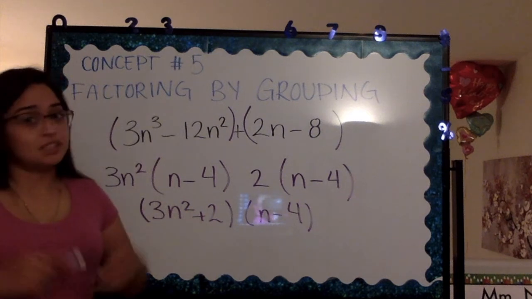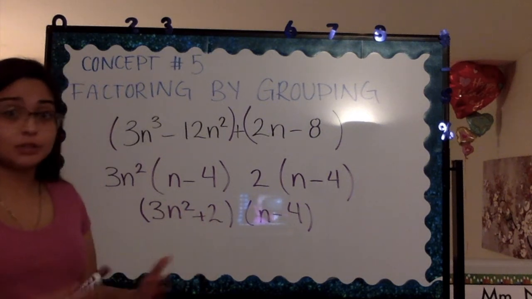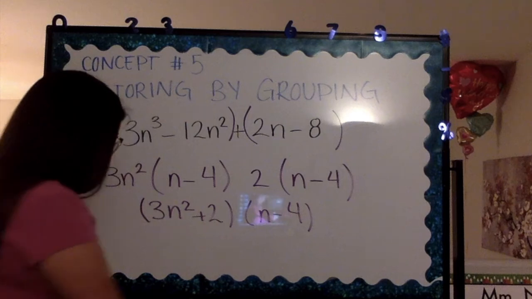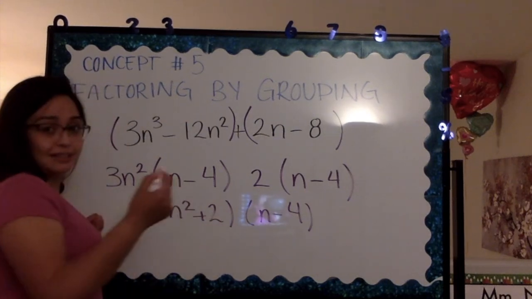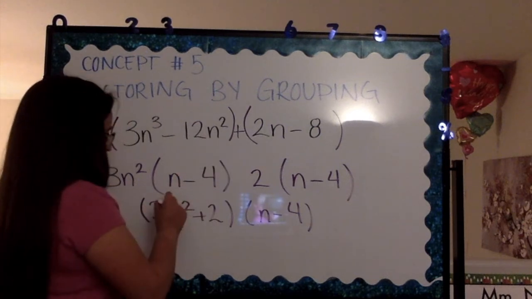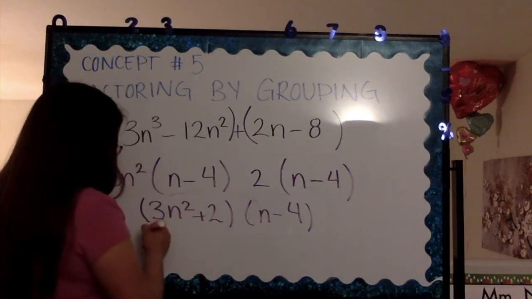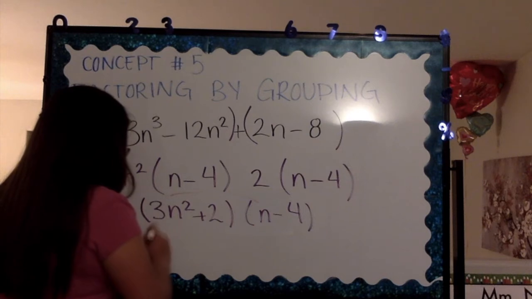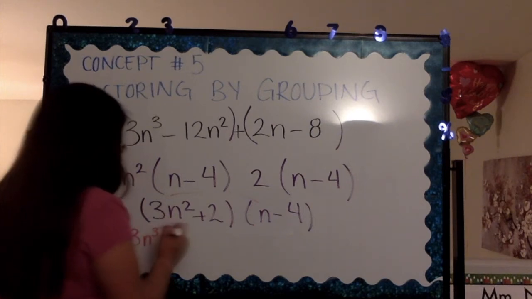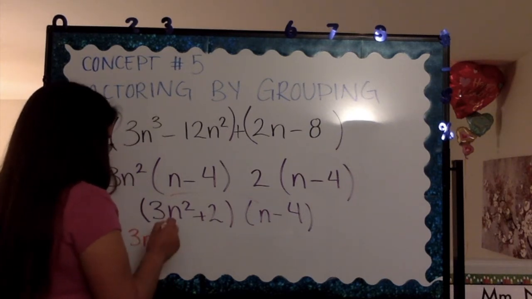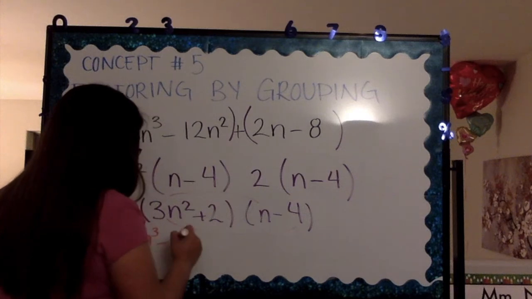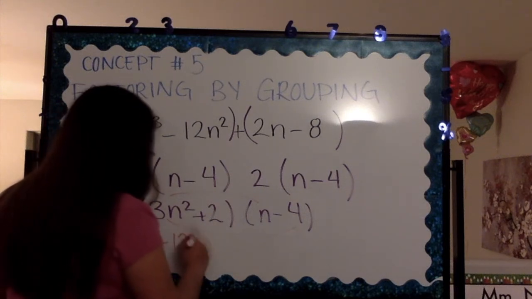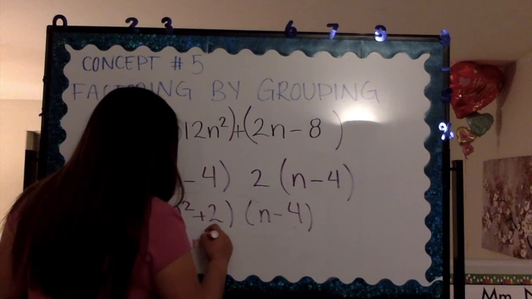Of course, just like any other factoring problem, we can always check it, which we're going to do. So we're going to go ahead, again, I like to use FOIL, so that's what I'm going to be using. With our first numbers, that gives us 3n cubed. Our outer numbers gives us negative 12n squared.